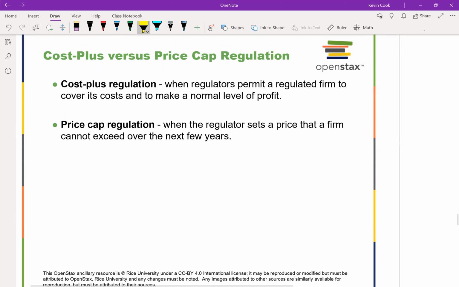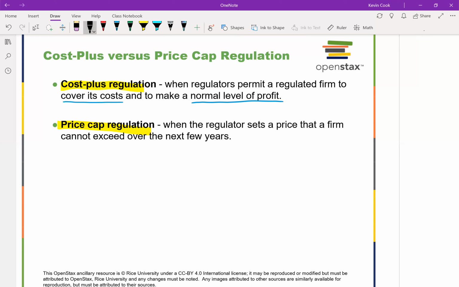So the two types that we're going to introduce are called cost plus and price cap. So cost plus, basically what we do is we tell the firms that they are allowed to make a certain level of profit. That is, you can charge a price that covers your costs and then some, what we may consider a normal level of profit. And that's something that we think is fair.